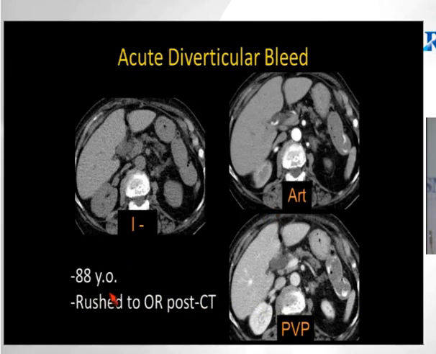Another older patient, 88 years old, with a massive bleed arising from a diverticulum in the left side of the colon. Here we have non-contrast, arterial and portal venous phase images.